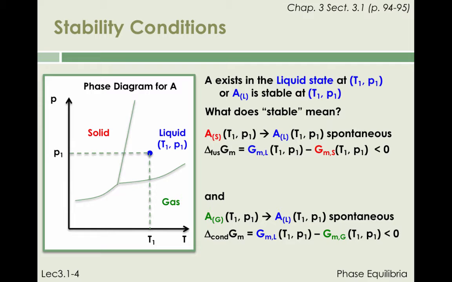From the former inequality, we conclude that the molar Gibbs energy of the liquid state must be less than that of the solid state. From the latter inequality, we conclude that the molar Gibbs energy of the liquid state must be lower than the molar Gibbs energy of the vapor state. This allows us to conclude that the liquid phase is stable if its molar Gibbs energy is lower than both the molar Gibbs energies of the solid and vapor phases.